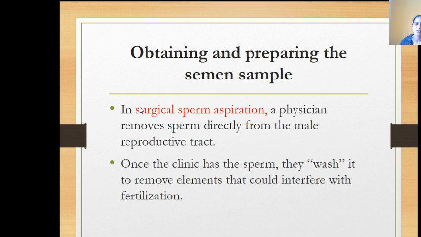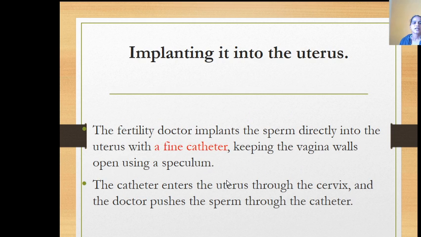So in the surgical sperm aspiration method, they'll remove the spermatozoans or the semen. Once the clinic has the sperm, they will wash it and remove any impurities that are present that might interfere with the fertilization. So any impurity can be removed, so that only spermatozoon will be left in the sample. Those are the first two steps. First one is obtaining and then preparing it. Third one is implanting it into the uterus.